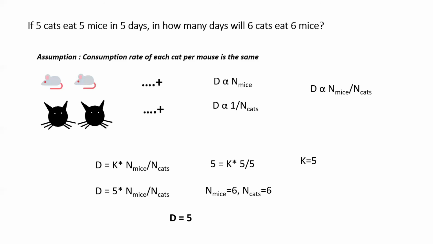Without doing all of this, it might be simpler to just say that if the ratio of cats and mice stays the same, then the number of days will stay the same. So if 5 cats eat 5 mice in 5 days, so will 6 cats eat 6 mice in 5 days. And whatever the number of cats and mice, as long as the ratio is the same, even if 100 cats eat 100 mice, that will still be in 5 days.